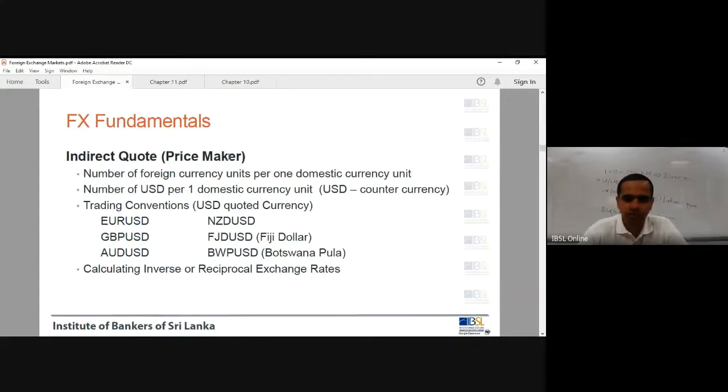Right. Now, there are certain countries like UK, Eurozone, Australia, New Zealand. They always say how much is their local currency in terms of foreign currency. They will say sterling to dollar, right? Sterling dollar. That means they're quoting 1 unit of their domestic currency in terms of foreign. That's called an indirect quote.